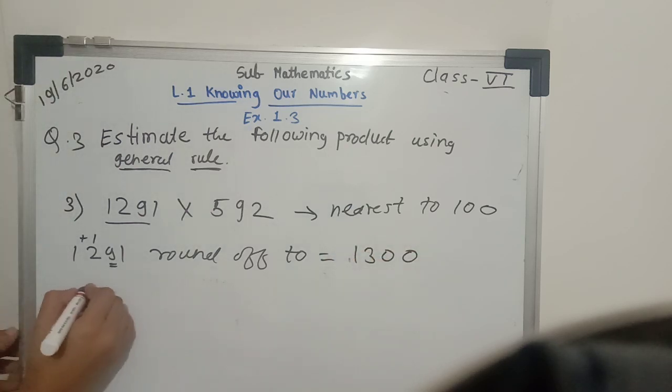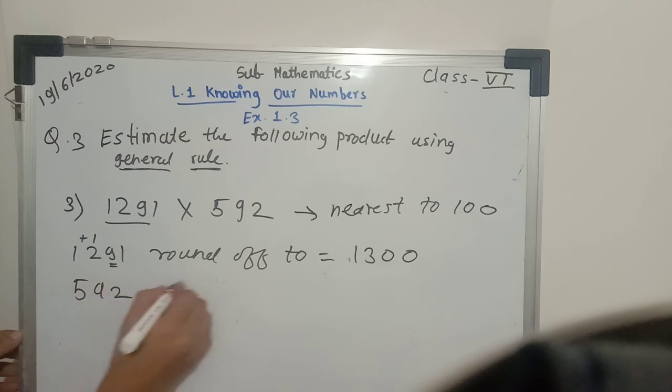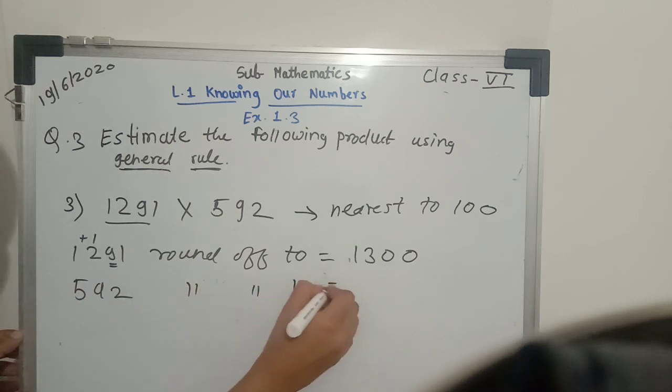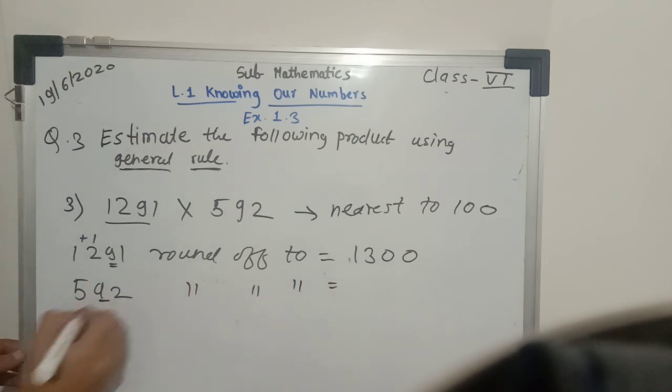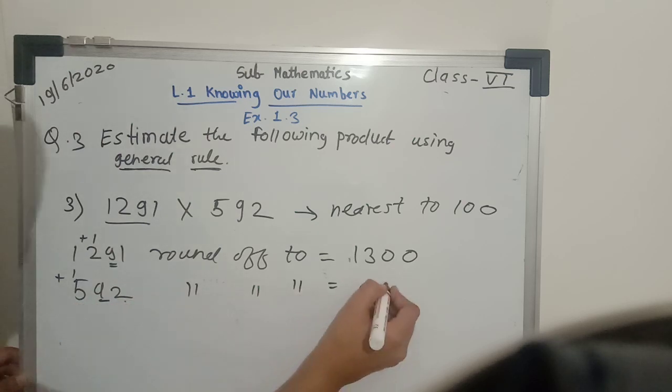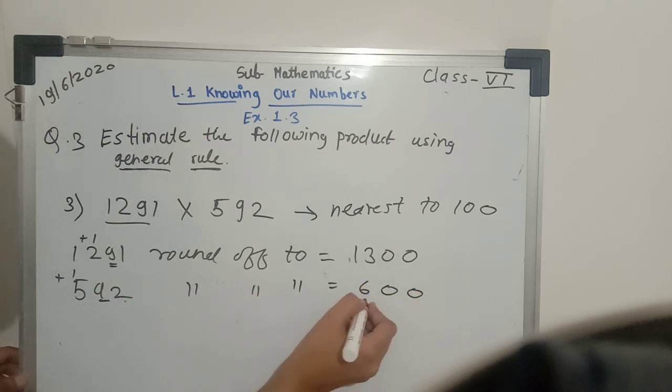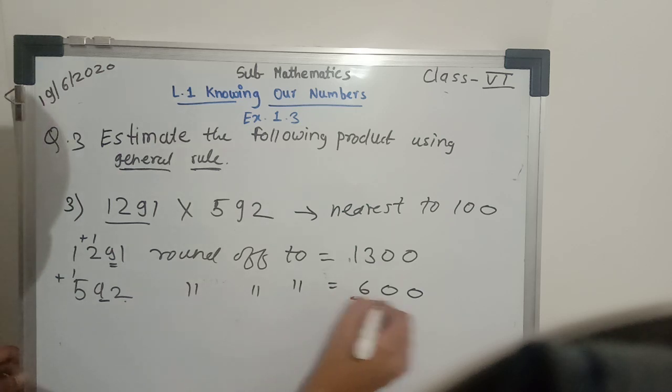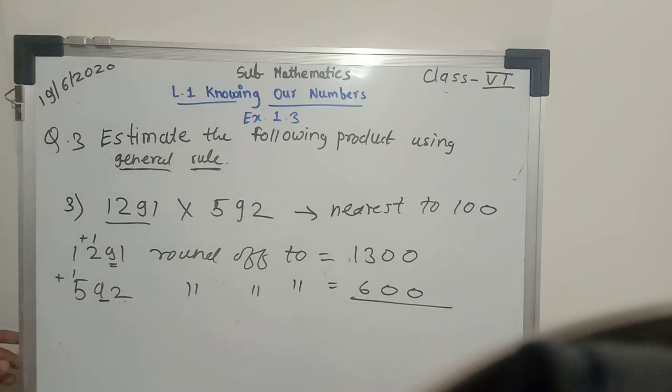Okay, so the next number is 592. Round up this number again. So here on the 10th place again 9 is there, so increase the 100 place by 1 and replace the 10th and 1's place by 0. So our rounded number of 592 is 600. Now let's do the multiplication of these two numbers.